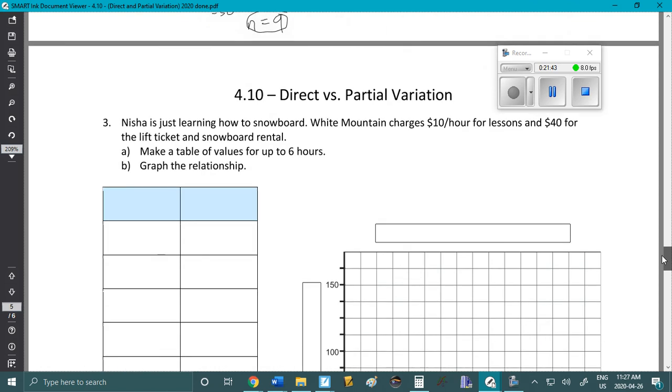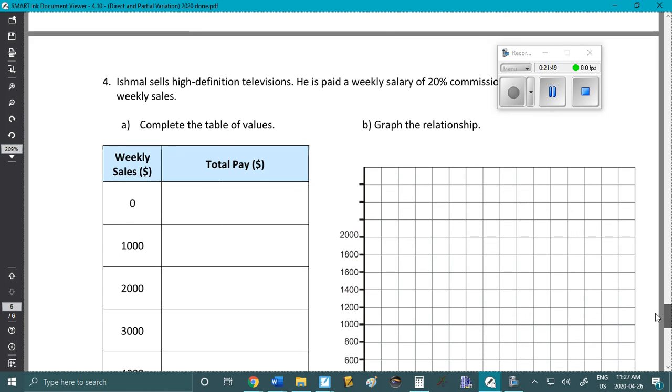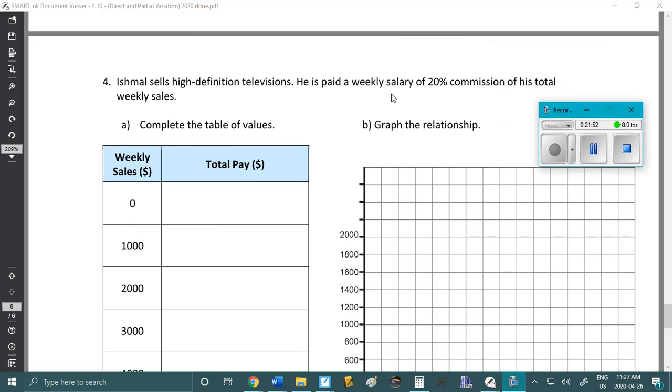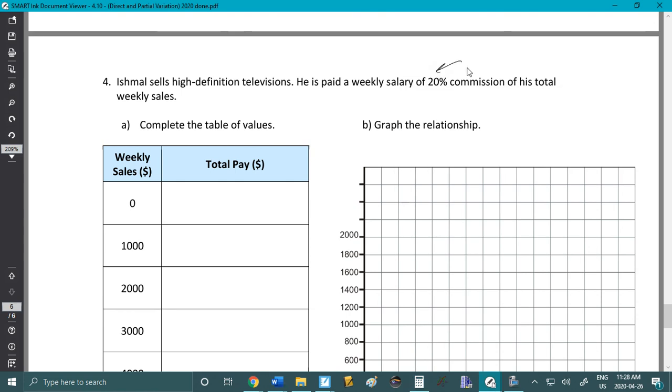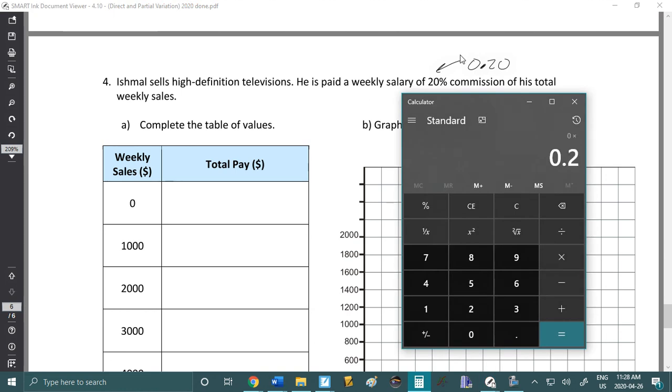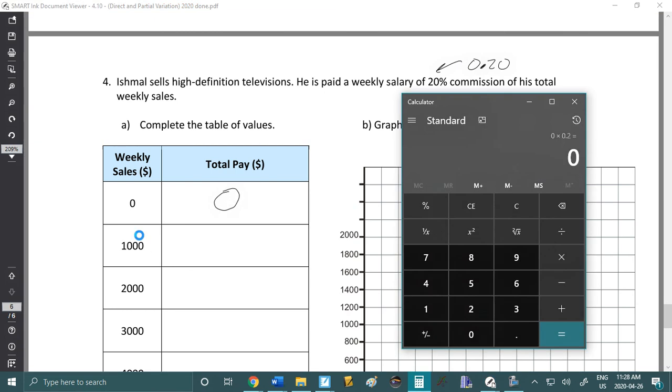So your homework is this and this. Okay, just to help you out here, I'm going to get you started on the table for number 4. So Ishmael sells high-definition televisions. He's paid a weekly salary of 20% commission. So 20% as a decimal, you might remember, is 0.20. So to fill in the y values here, you multiply the sales by 0.20. So 0 times 0.20 is 0. 1,000 times 0.20 is 200.